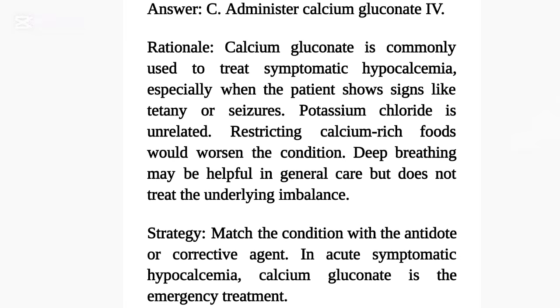Rationale: calcium gluconate is commonly used to treat symptomatic hypocalcemia, especially when the patient shows signs like tetany or seizures. Potassium chloride is unrelated. Restricting calcium-rich foods would worsen the condition. Deep breathing may be helpful in general care, but does not treat the underlying imbalance. Strategy: match the condition with the antidote or corrective agent. In acute symptomatic hypocalcemia, calcium gluconate is the emergency treatment.